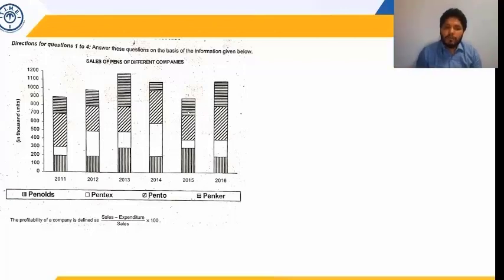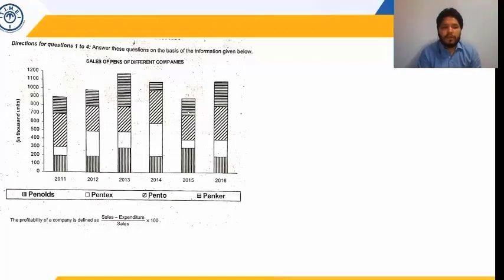Let's say, for example, in 2012, we can take any year. In 2012, the sale of Penoids is going to be 200,000 tons. Then the sale of Pentex is starting from the point where Penoids are ending. So Penoids sale is ending at 200. So Pentex is going to start from that point and going up till the next box. So 200 to, I think it is 500. So 200 to 500 is going to be 300,000 tons or 3 lakh tons.